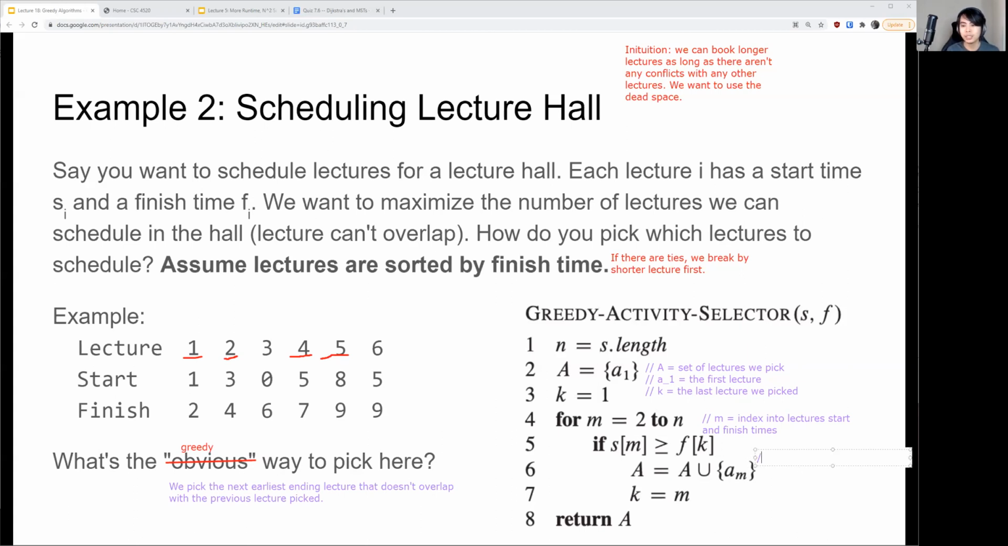So I'll write that down here. If the current lecture's start time is greater than or equal to the previously picked lecture's end time, then we can pick this lecture too, right? Which is why we say A is unioned with the set of A sub M. In other words, we're adding the current lecture A sub M into the set of lectures that we're picking. We're adding it to A. And we're setting the previous lecture we just picked now to the current index, which is the M that we just processed.